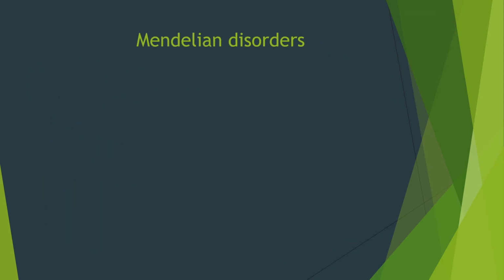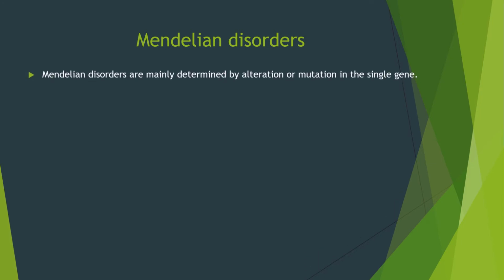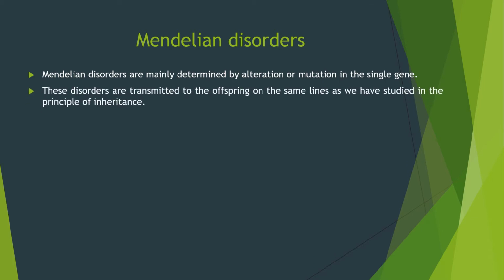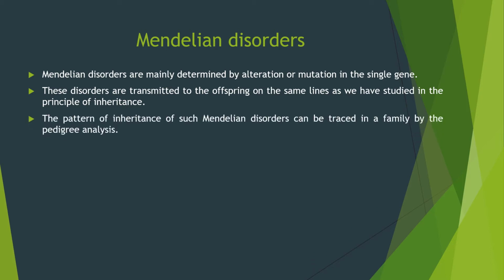Let's have a look into Mendelian disorders. Mendelian disorders are mainly determined by alteration or mutation in a single gene. These disorders are transmitted to the offspring on the same line as we have studied in the principles of inheritance. The pattern of inheritance of such Mendelian disorders can be traced in a family by pedigree analysis.